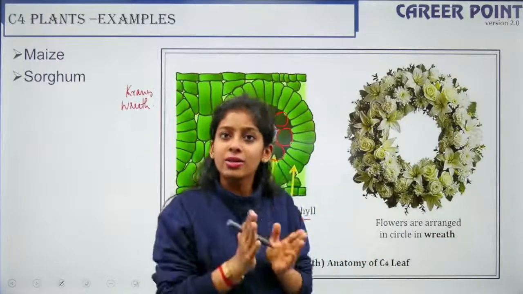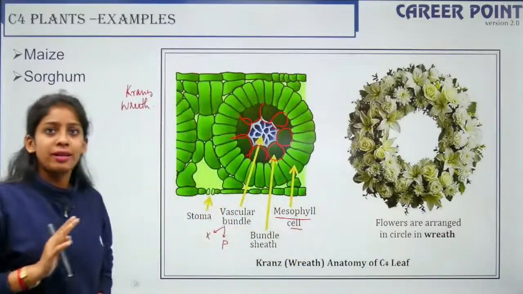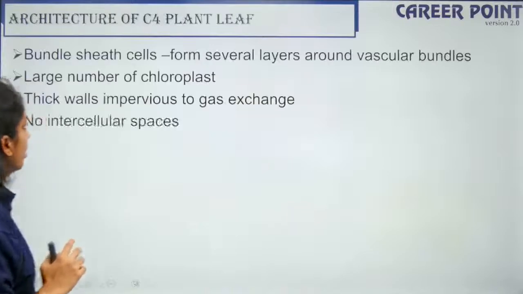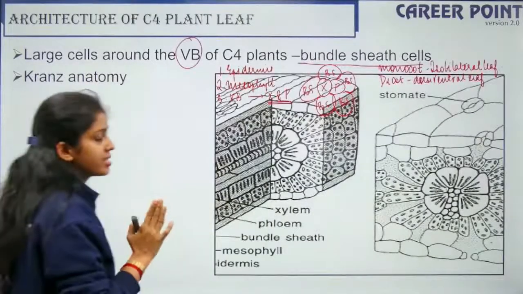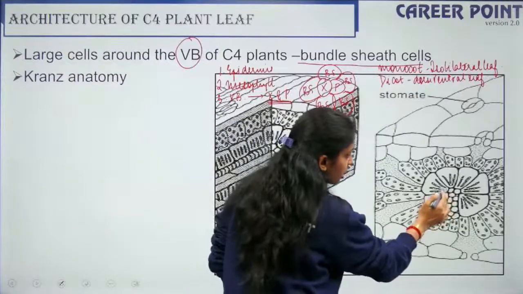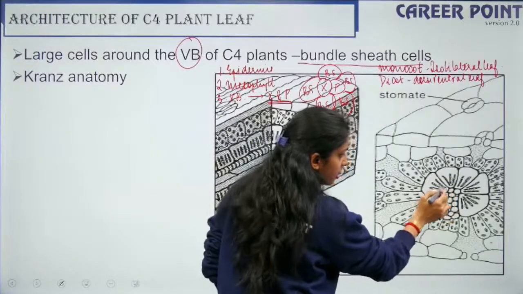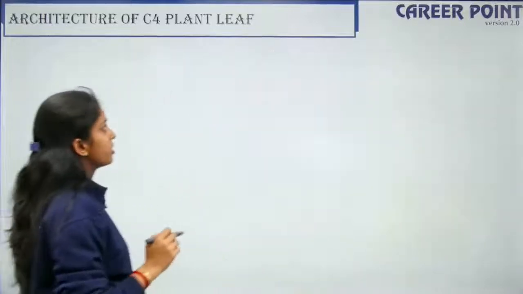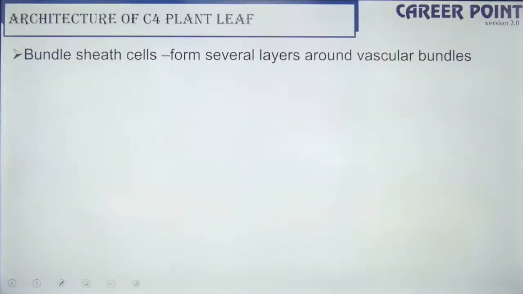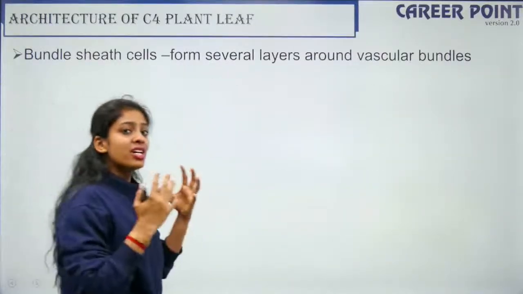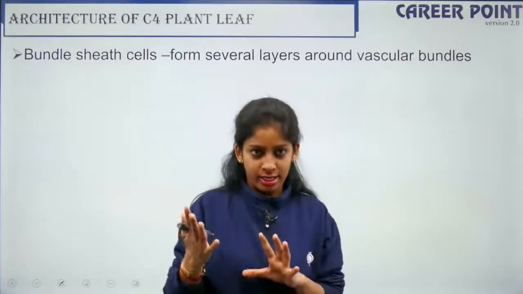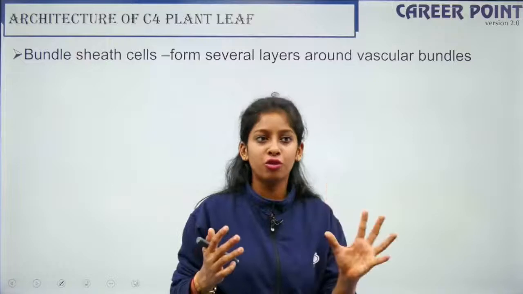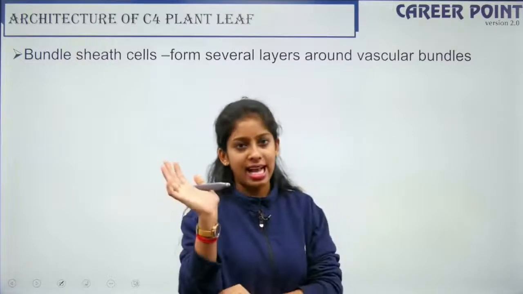Clear? Now did you understand what is Kranz anatomy? Yes? Right. So this is how it is arranged. Bundle sheath, vascular bundle, bundle sheath, then you have the mesophyll cells. So bundle sheath cells form several layers around the vascular bundle. Sorghum and maize are types of C4 plants which have this Kranz anatomy.